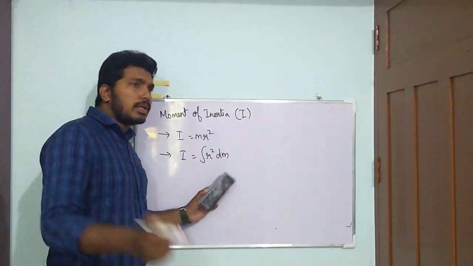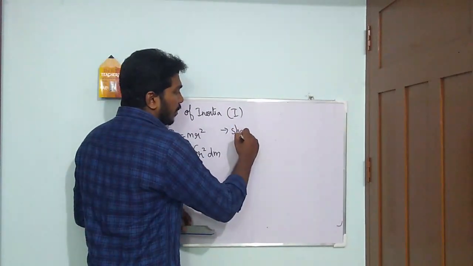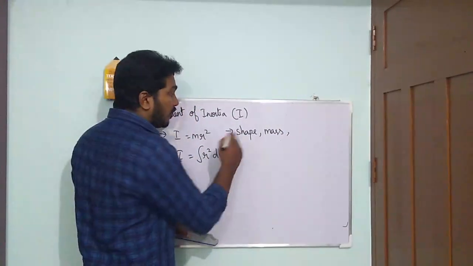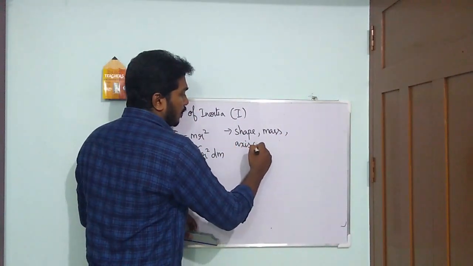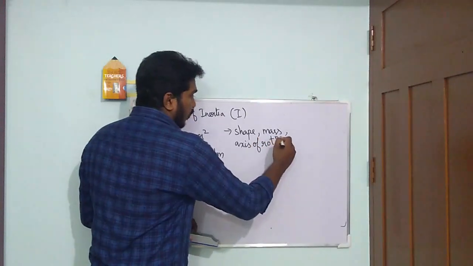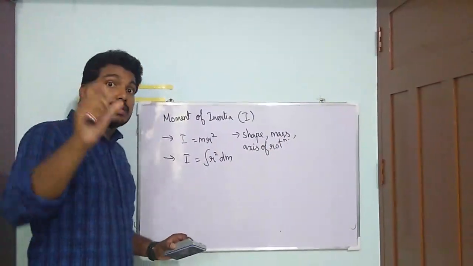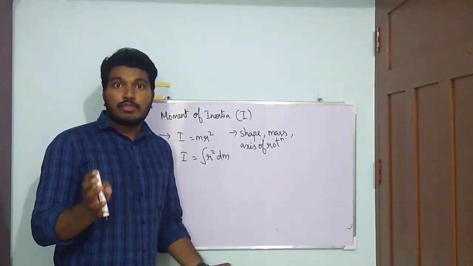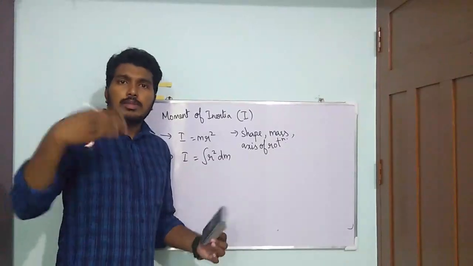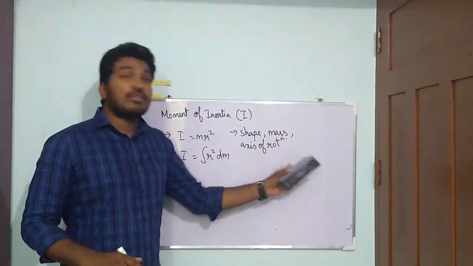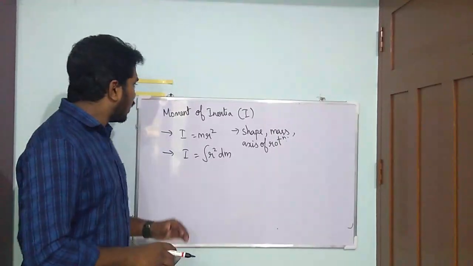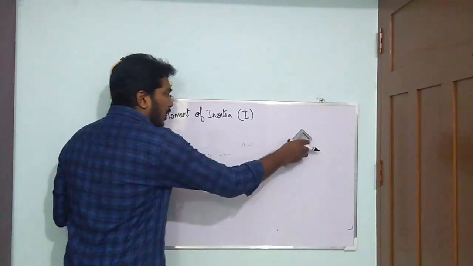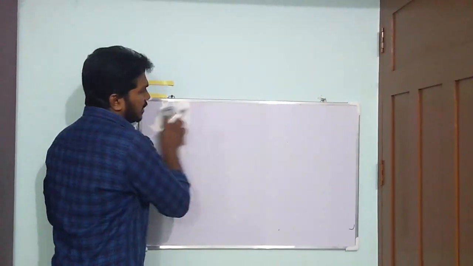Another important point you have to remember is it depends on the shape, the mass, and the position of the axis of rotation. So it depends on the axis. It depends on where the axis of rotation is. Say for example, in your fan, the axis is towards the center. Right? So similarly, it depends on the position of the axis of rotation. Now, let's see what is the moment of inertia of some commonly observed bodies, which usually come in our examinations.